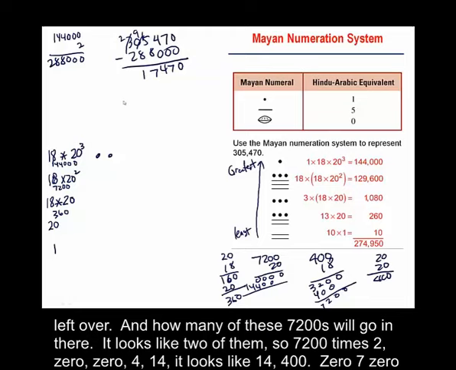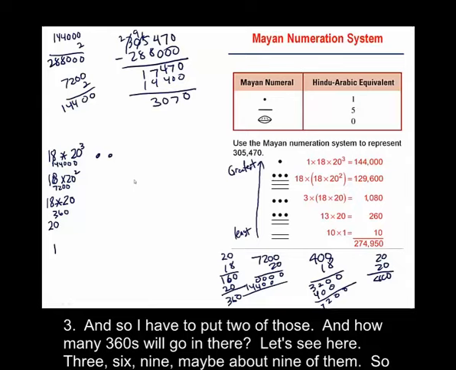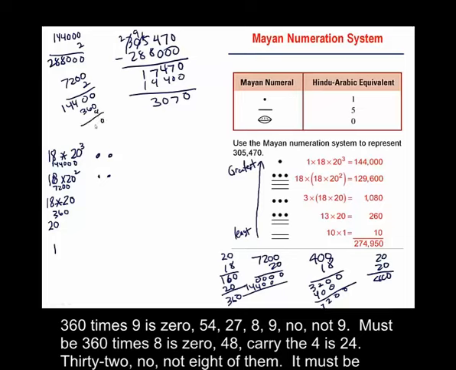It looks like two of them, so 7200 times 2, 0, 0, 4, 14. It looks like 14,400, 0703. And so I have to put two of those. And how many 360s will go in there? Let's see here. 3, 6, 9, 3, maybe about 9 of them. So 360 times 9 is 0, 54, 27, 8, 9, 31, 30.